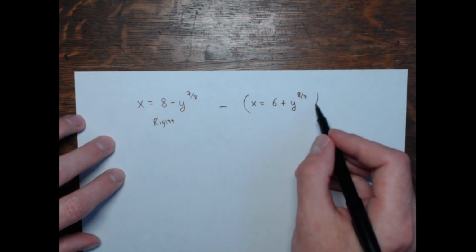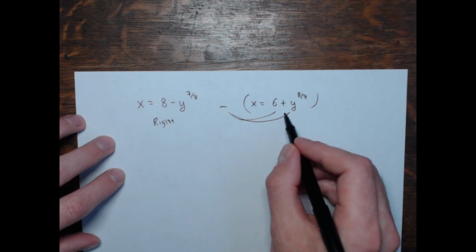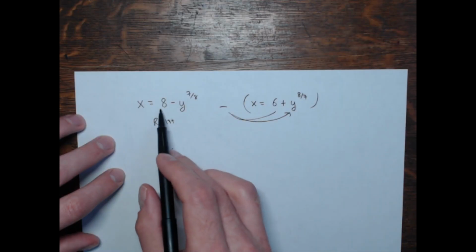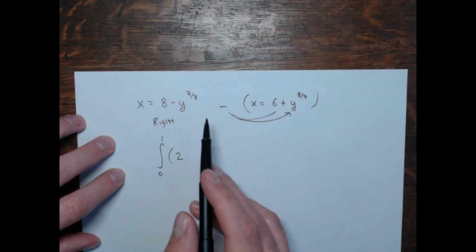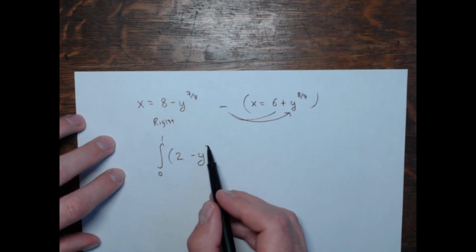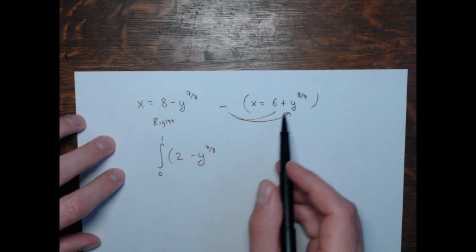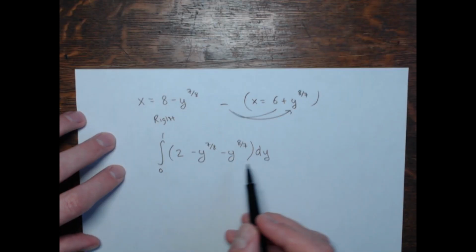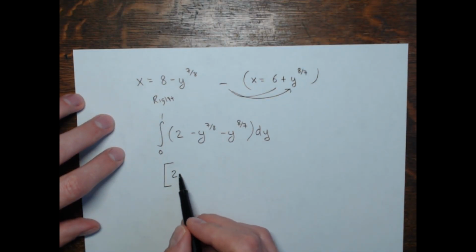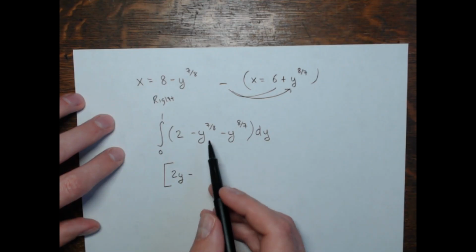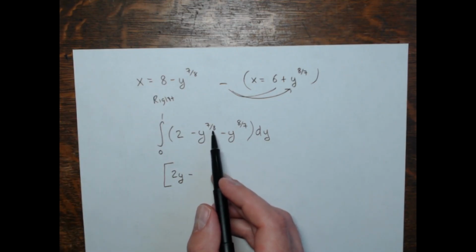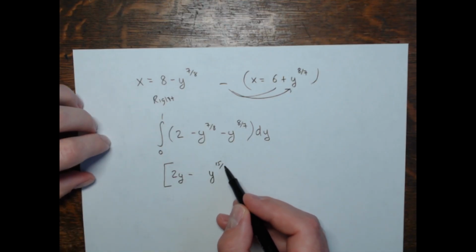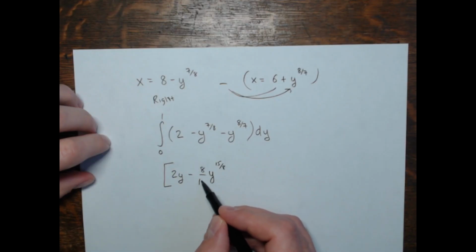And you're subtracting all that, right? Just the stuff with y though. So we're doing the integral from 0 to 1. Again, 8 minus 6 is 2 again. You got minus y to the 7/8, minus y to the 8/7 dy. Do some power rule stuff. This would be 2y minus, I would add 8/8. So that'd be 15/8. y to the 15/8 times 8/15.